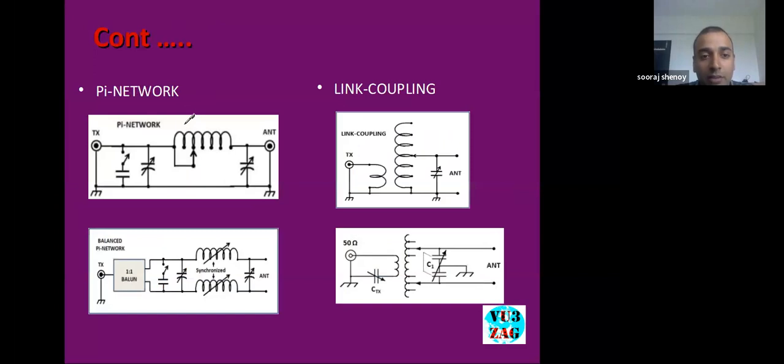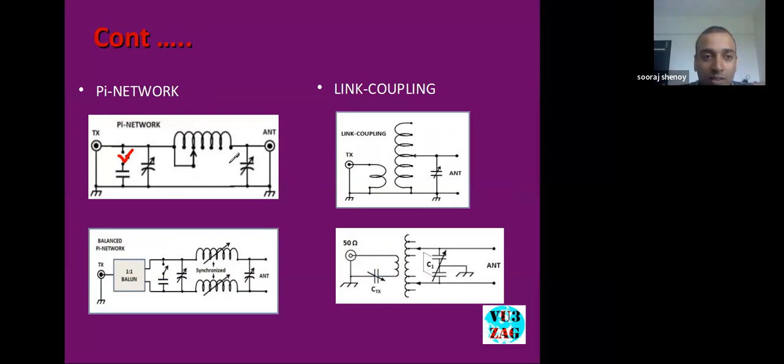Next one is the pi network. In the pi network, we can see that there is a switching capacitor in between. So you need to switch it to get a better bandwidth of tuning.